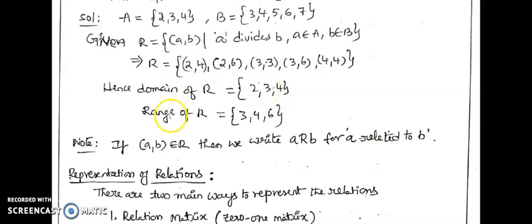Similarly, the range of the relation is the set 3, 4 and 6 because these three elements form the different post elements in each of the ordered pairs of the relation. Right?